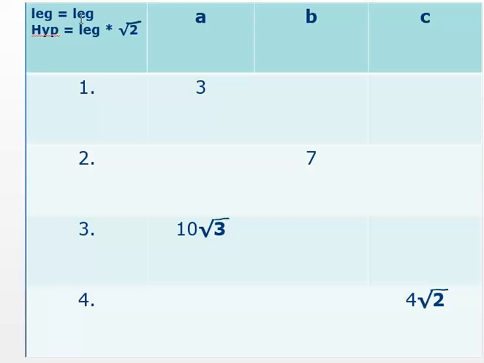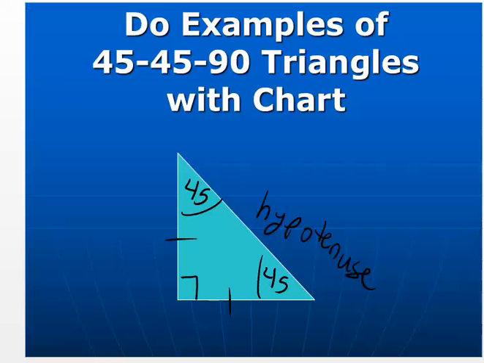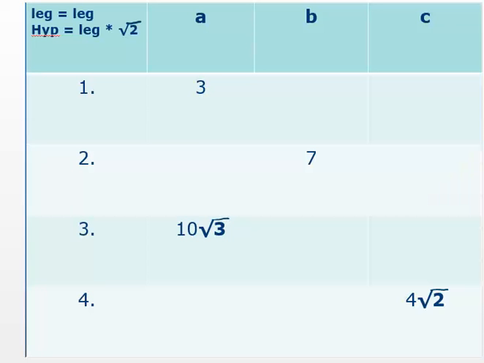So we have our two legs are equal. Our hypotenuse is a leg times rad 2. Now looking back at our picture, remember that C is always the hypotenuse, and A and B are our other legs. So knowing that the 45-degree angles are equal, then I have the two congruent sides. Those legs are congruent. So for number 1, if a leg is 3, B is also 3. And then to get C, our hypotenuse, we're going to multiply by rad 2. So C is 3 rad 2.